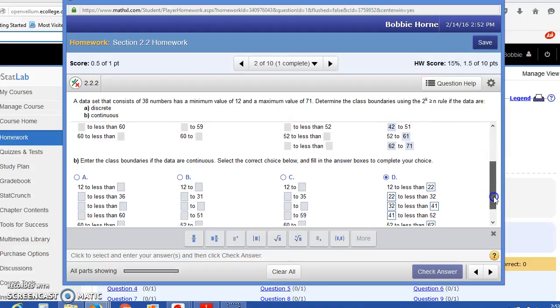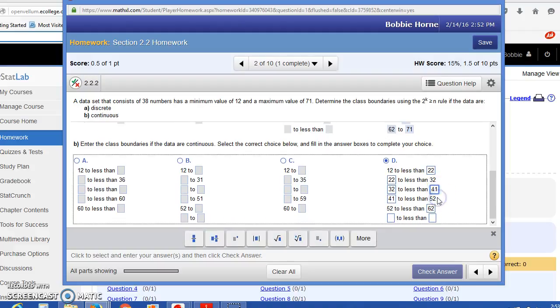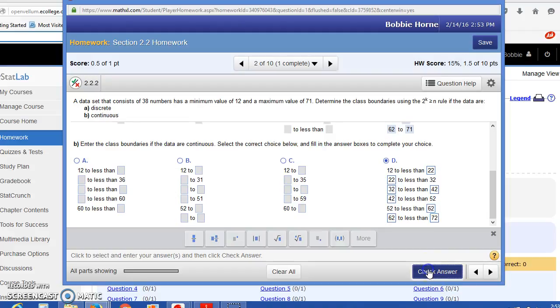So we need to correct this. This should say 32 to less than. If we want to include 41, we have to make that 42. Then the next class would be 42 to less than 52. Do you see the patterns? They're going up by 10 on each side. Okay, and so the next one should also be a 2, right? 62 to less than 72. And we will check it.